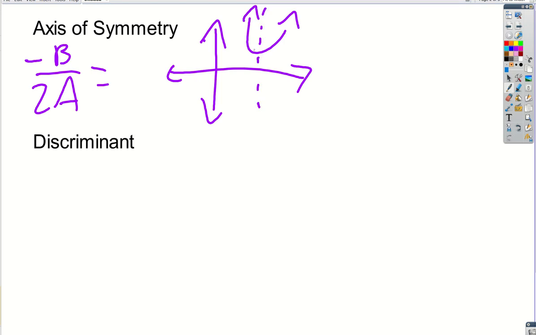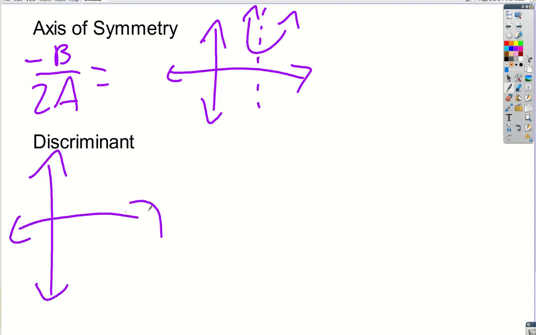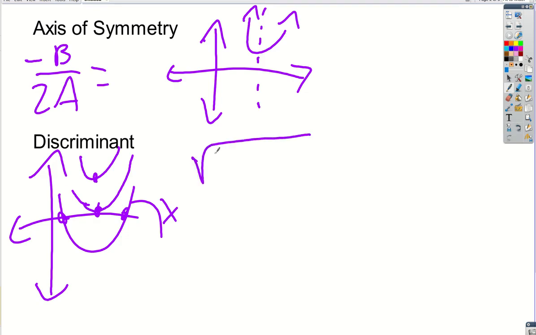Okay? My discriminant is saying, okay, so now I have a parabola. How many times does it cross this x-axis? So my choices are never, once, or twice. And so the discriminant equation is going to be the square root of b squared minus 4ac.